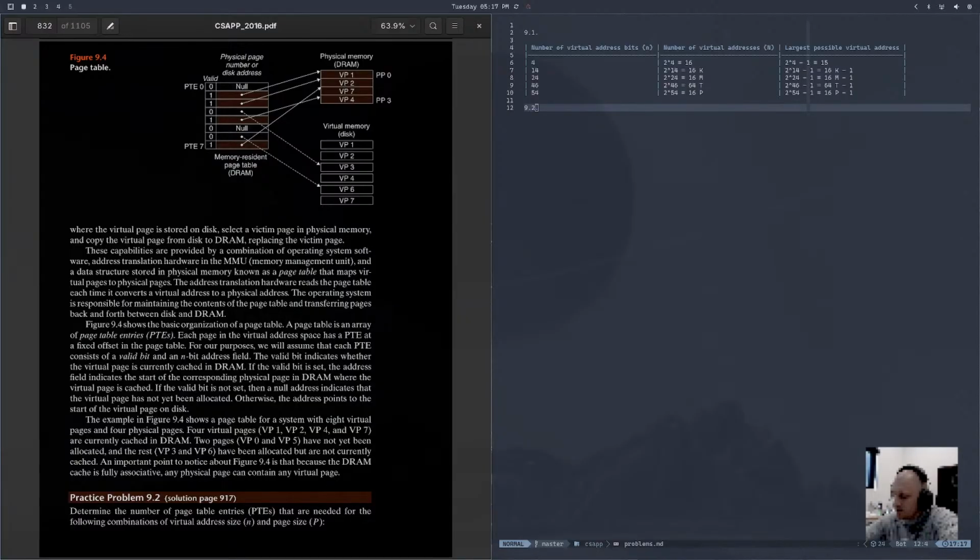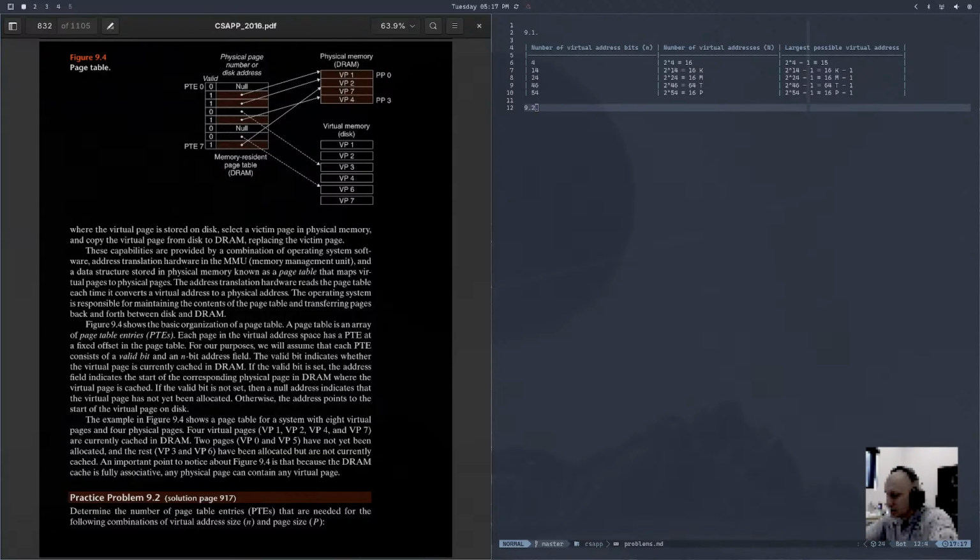A page table is an array of page table entries. Each page in the virtual address space has a page table entry at a fixed offset in the page table. For our purposes, we will assume that each page table entry consists of a valid bit and an n-bit address field, probably 64-bit for AMD64. The valid bit indicates whether the virtual page is currently cached in DRAM. If the valid bit is set, the address field indicates the start of the corresponding physical page in DRAM where the virtual page is cached.